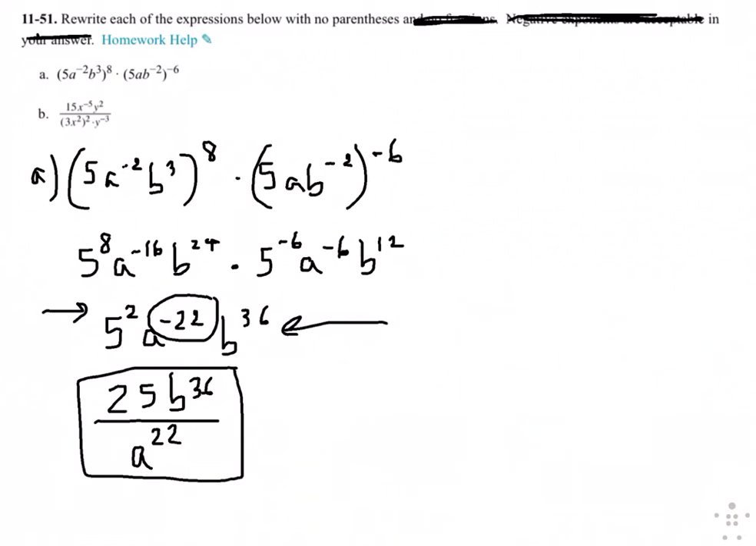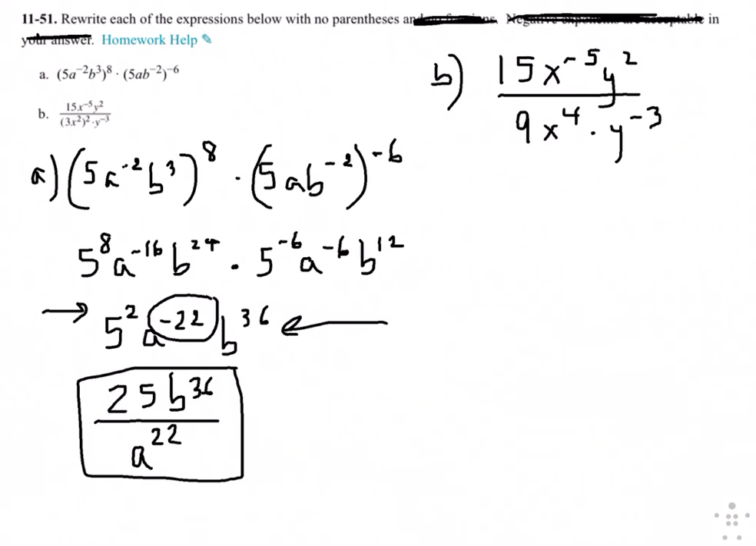Okay, B, we have 15x to the negative 5th y squared over 3x squared squared. That's 9x to the 4th, power to power. 3 squared, x squared squared, times y to the negative 3rd. Okay, so we have 15 over 9. We'll reduce that later. Negative 5 minus 4 gives me a negative 9. We subtract, and y squared minus negative 3, that's y to the 5th.